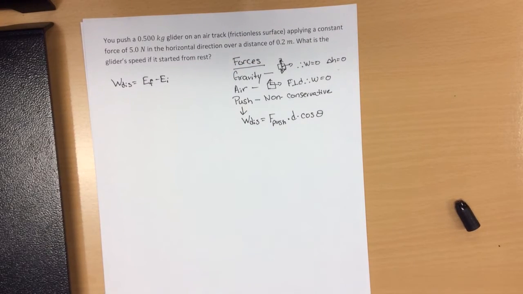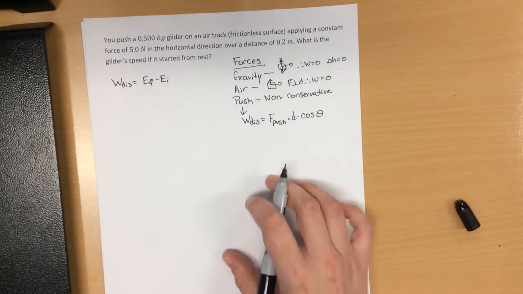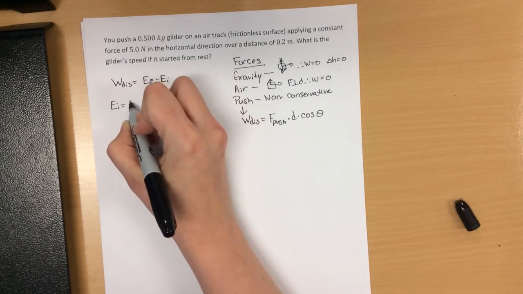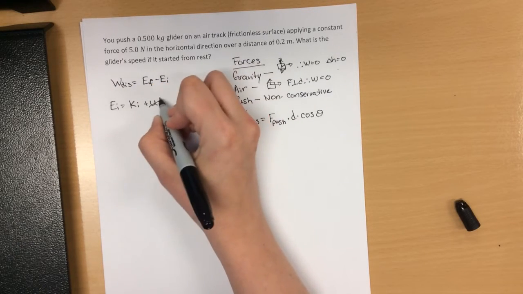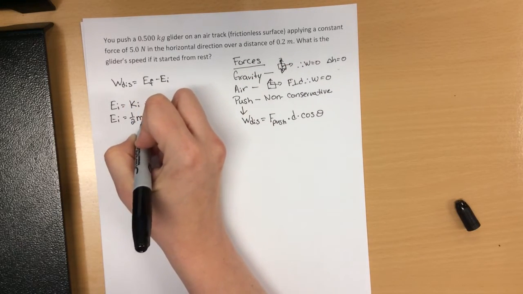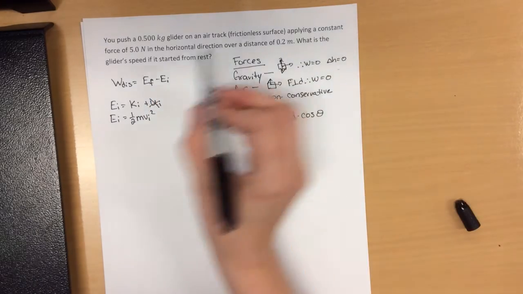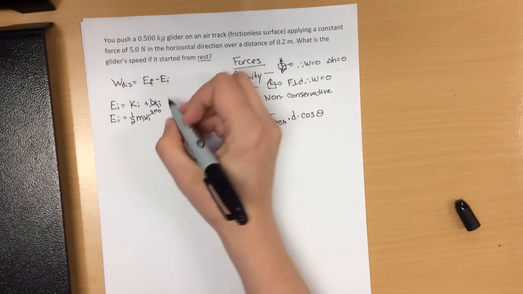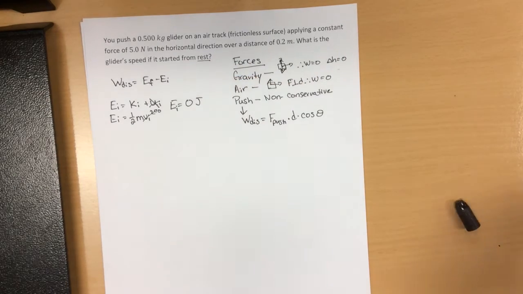Because we're not seeing any change in height here, our energy is only going to be made up of kinetic. So our initial energy is equal to our kinetic plus potential. But like I said, we have no change in height, so this actually goes away. So initial energy is 1/2 m vi squared. But remember, we are starting from rest. As a result, our initial velocity is 0 as well. So we are looking at the fact that we have an initial energy of 0 joules.